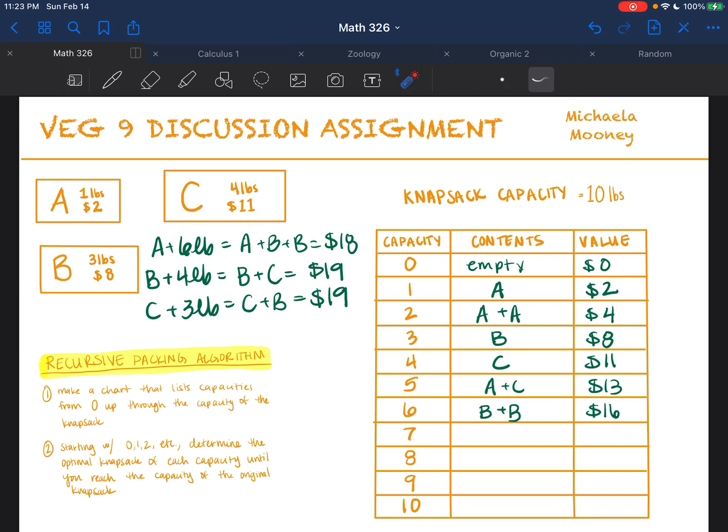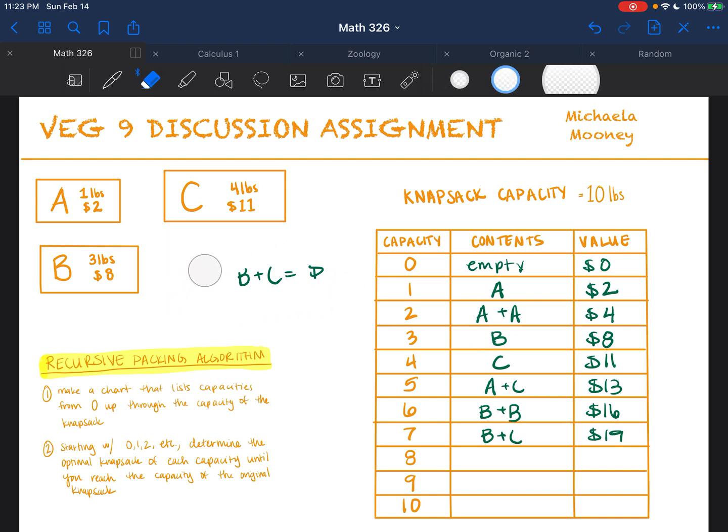And we're looking for the highest value, which is these two right here. And they are both worth 19, and that's because they are both B plus C, just in different orders, which we've seen many times, so it won't throw us off. And so we can just go ahead and write B plus C and $19. We are moving right along. We only have a few more left to do.